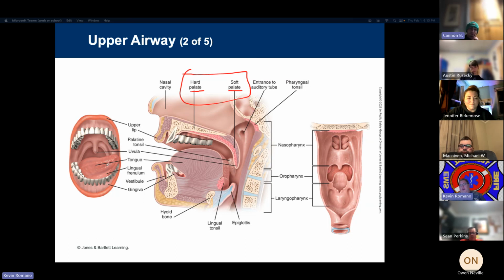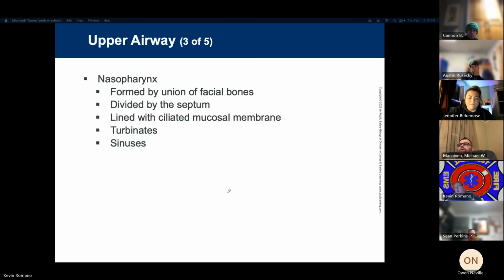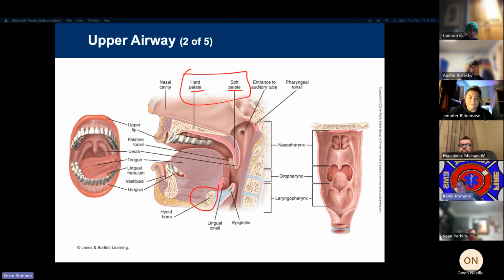It's uvula. We have the tongue here, the lingual frenulum, vestibule, gingiva. This is your hyoid bone. You might see this on a quiz sometime, but name the only bone that's not connected to another bone in the body. This one here. Your tonsils and your epiglottis. All right. Oh, I didn't want to do that though. Go back here.